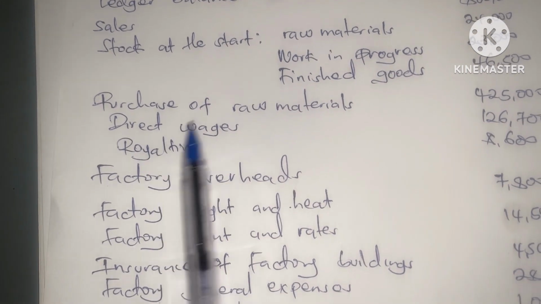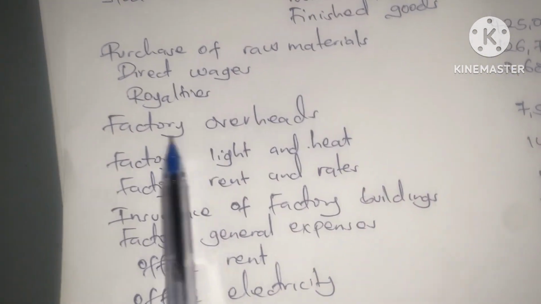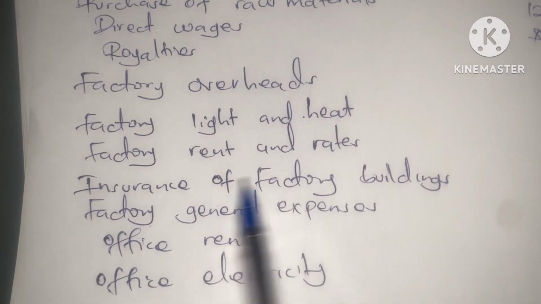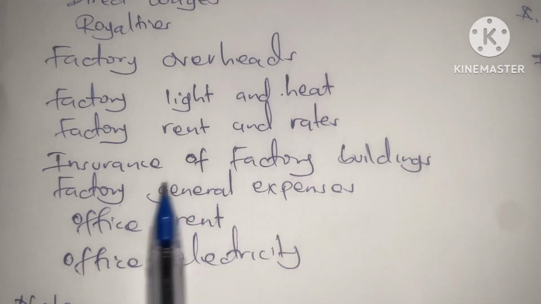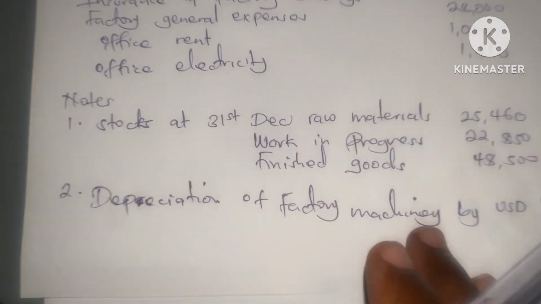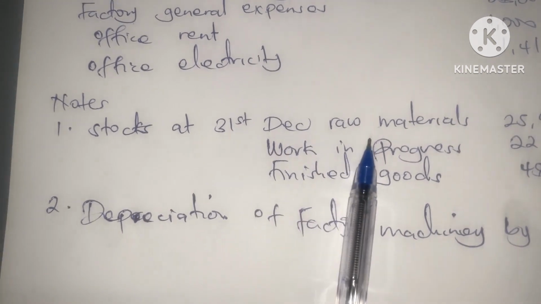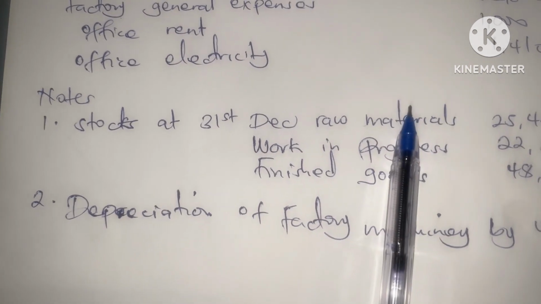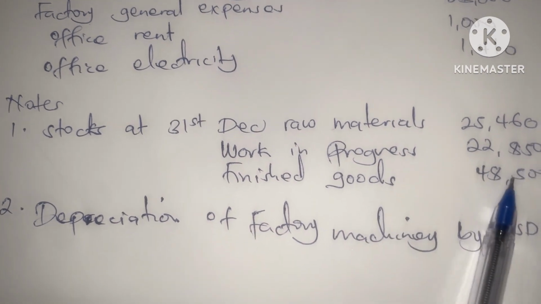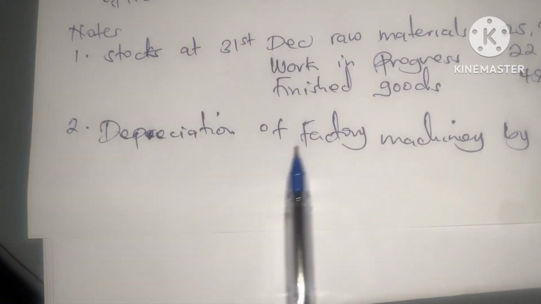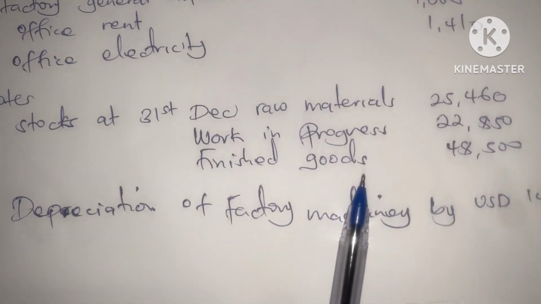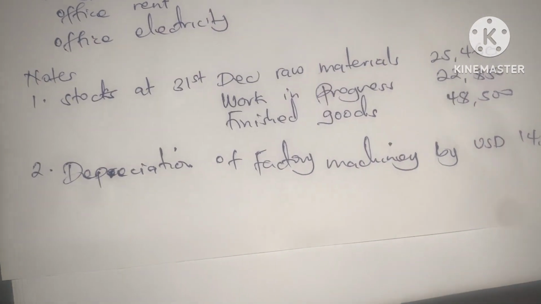Then the direct wages, royalties. Then we have factory overheads. We have factory light and heat, factory rent and rates, insurance of factory building, factory general expenses, office rent, office electricity. Then notes, stocks at 31st December. We have raw materials, that is the closing stock, work in progress, closing stock, finished goods, that's the closing stock. Then we have depreciation of factory machinery was USD 14,000. So they want us to prepare a manufacturing account and then the trading account.